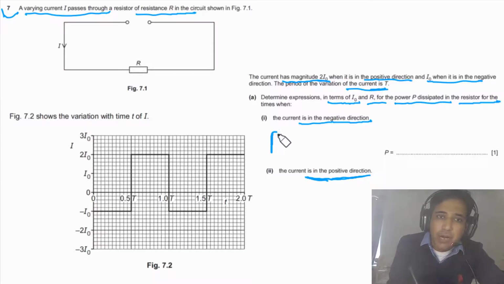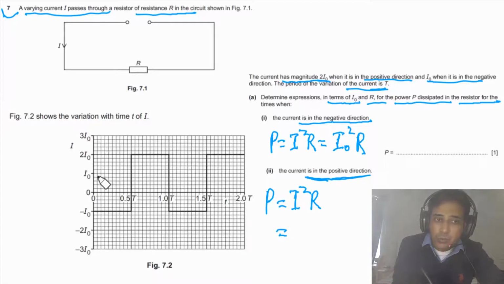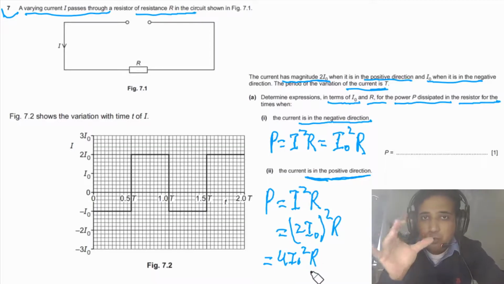So simply we need to understand the power, because current is constant, so power simply will be equal to I squared times R, the same as we do for DC circuit. Now in this case value of I is given to us, that is I naught, so simply we will replace I with I naught, so this is I naught squared times R. So this is how you can calculate power when current is in the negative direction. And for the positive direction, we have to repeat the same method. For DC current, we use I squared times R. But in this case, value of current is 2I0, so simply we have to replace I with 2I0 squared times R. So if we solve this one, we will get 4I0 squared times R. So this is how simply you can calculate.